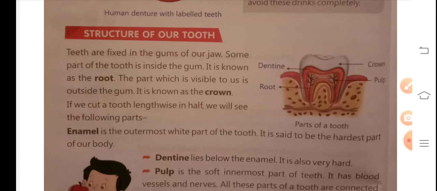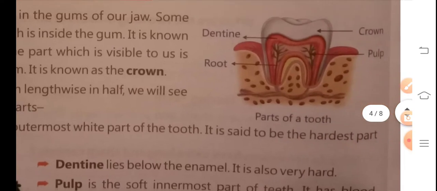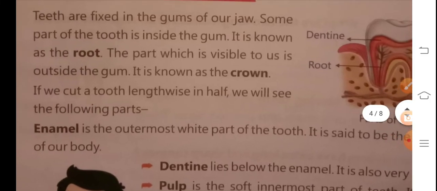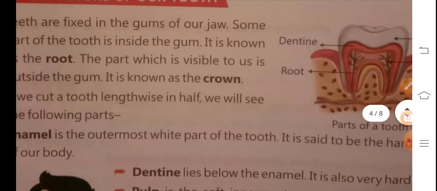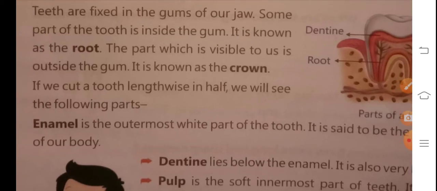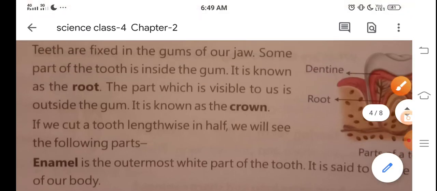Today we will discuss the structure of our tooth. My dear students, teeth are fixed in the gums of our jaw. Some part of the tooth is inside the gum. It is known as the root. It means the part inside the gum is called the root.